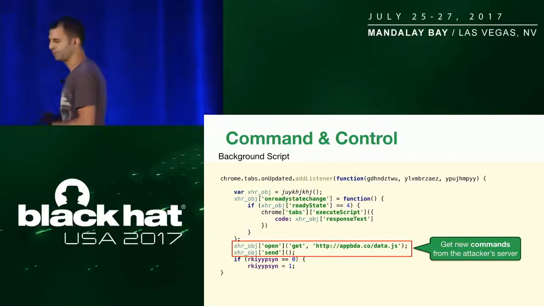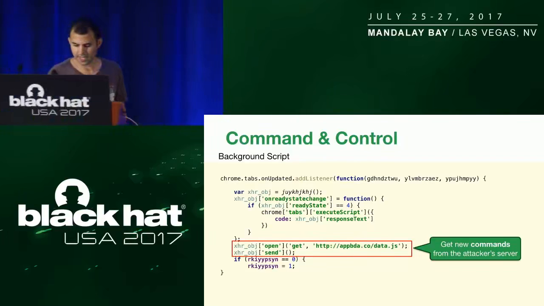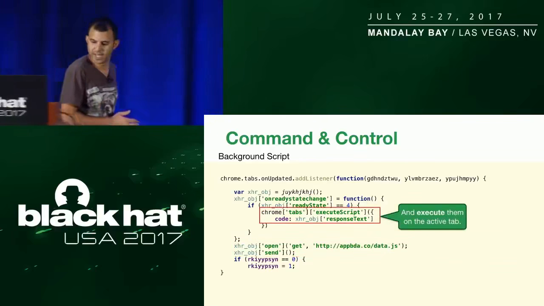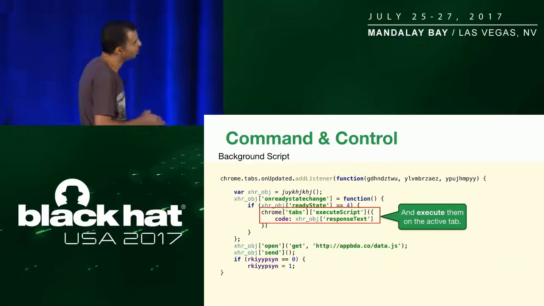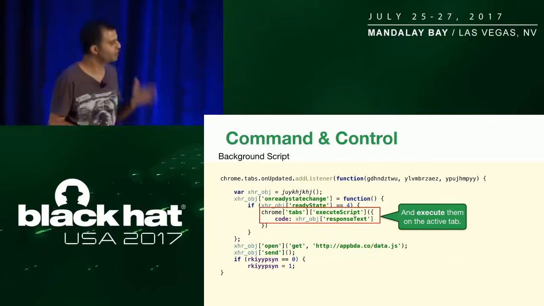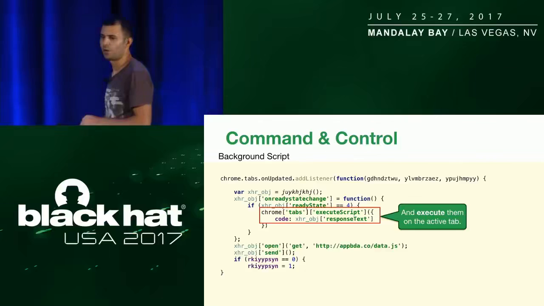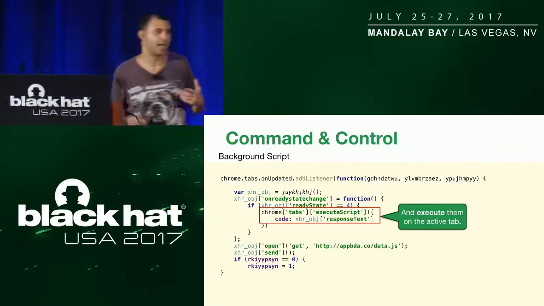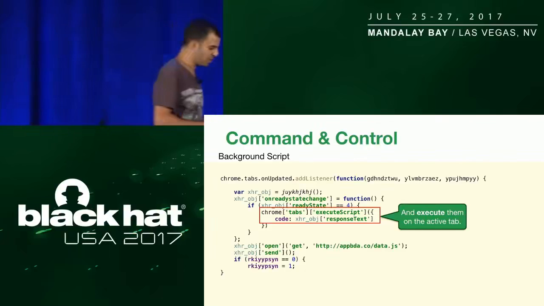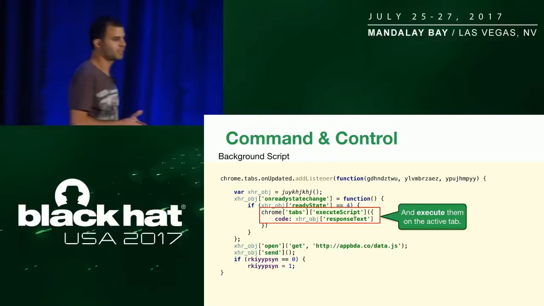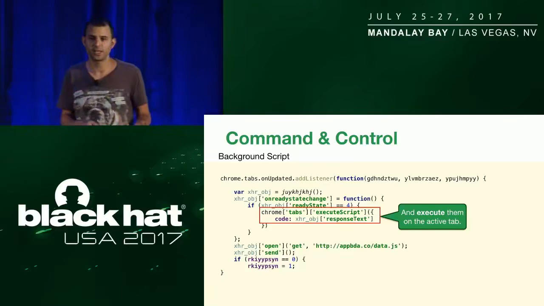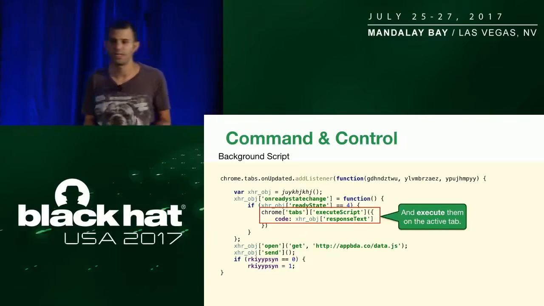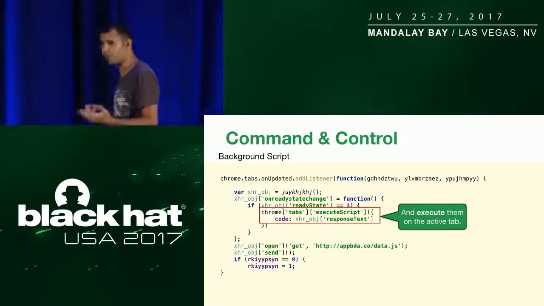from the attacker server. Then it takes this data.js script from the attacker servers and, using the Chrome API tabs.executeScript, it runs it on the active tab. So this actually makes this bot not static. I mean, the attacker is able to adjust his attack all the time. He can always change the commands file that is served to his bots.